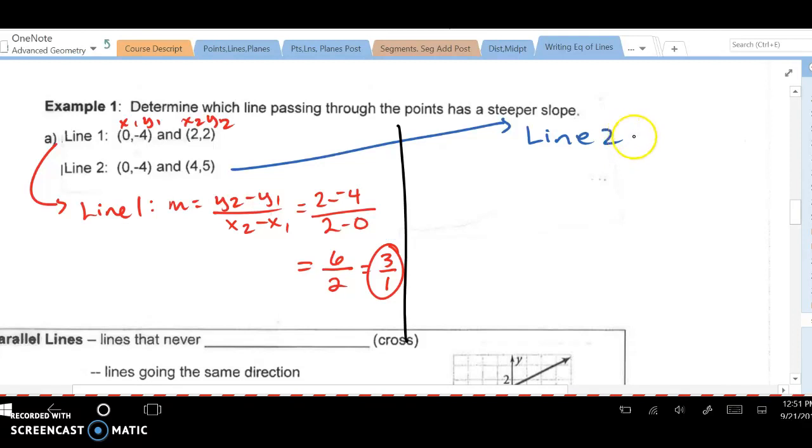Then for line 2, let's see her slope. Same slope formula we know we can use with ordered pairs, with coordinates. This would be part of coordinate geometry, by the way. That was on our review packet the other day.